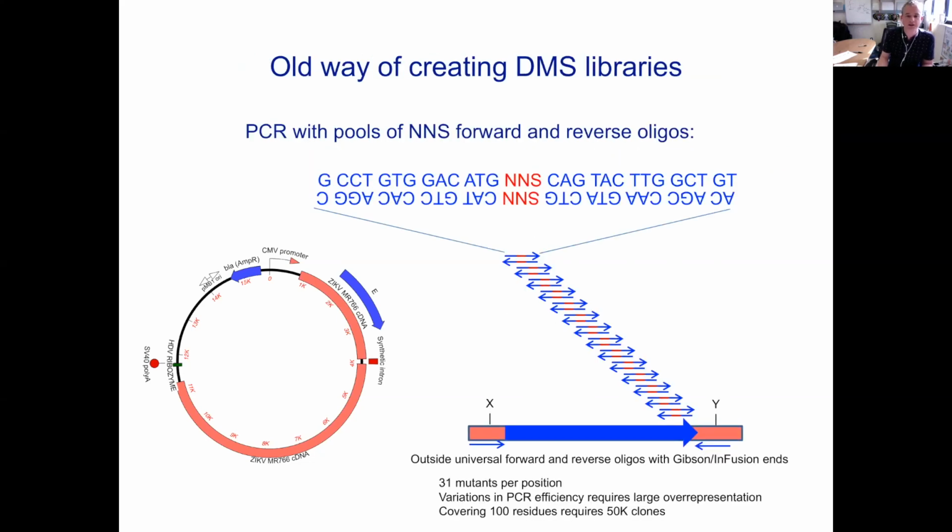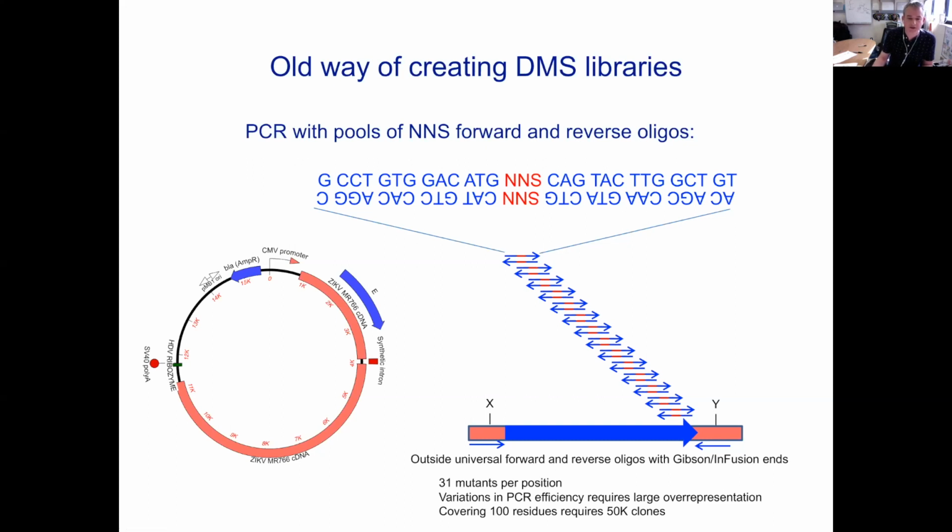A few technical aspects about how we make those libraries: Jesse's old school way of doing this is to use overlapping PCR where sets of oligos are designed against a given gene where each codon has an opportunity to be essentially randomized through NNS mutagenesis. So you order a set of oligos for every codon you want to mutagenize. That's great. It turns out it works really well.